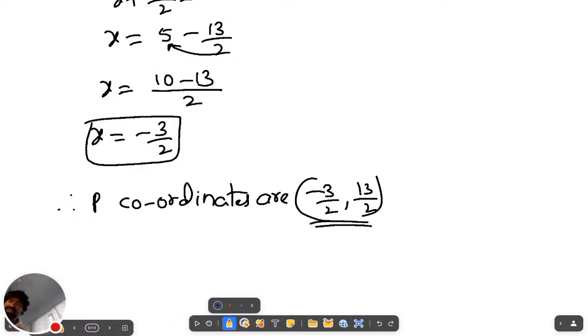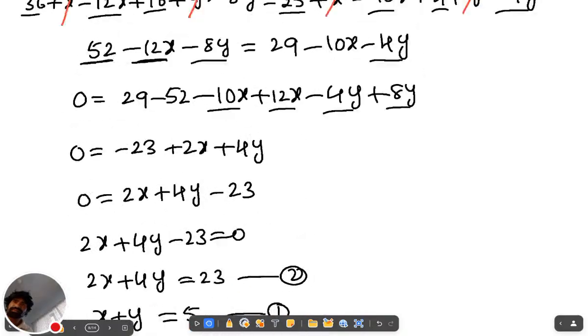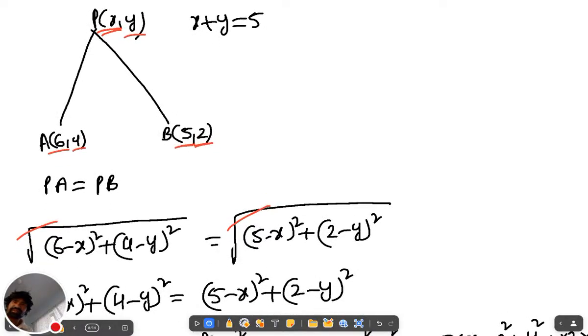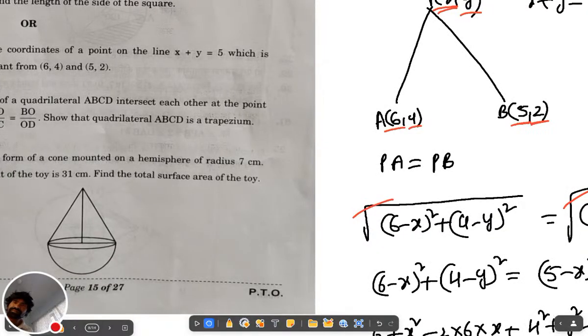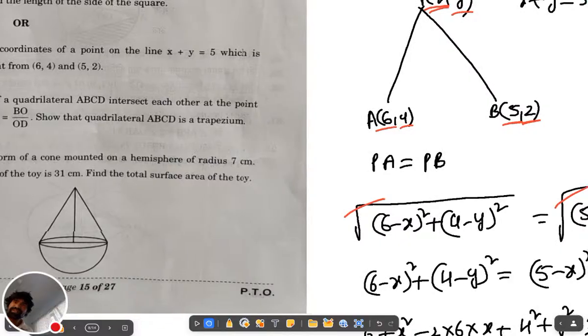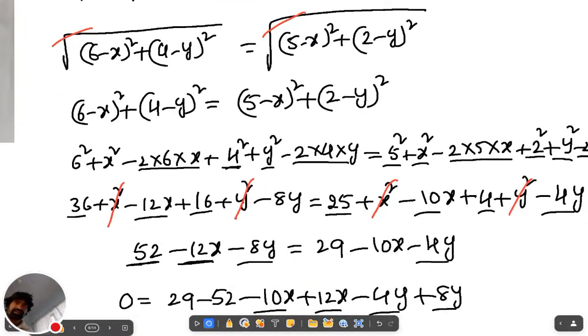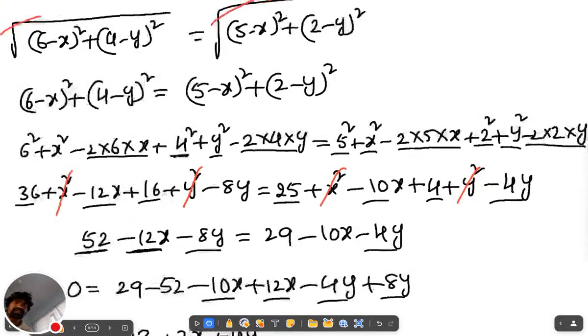So let's check the answer again. 6 minus x whole square, 4 minus y whole square, 5 minus 2 whole square, 5 minus x, 2 minus y whole square. Okay, 6 square x square minus 2ab, 4 square y square. Right side, 5 square x square minus 2 into 5 into x, 2 square y square, 2ab, 36.